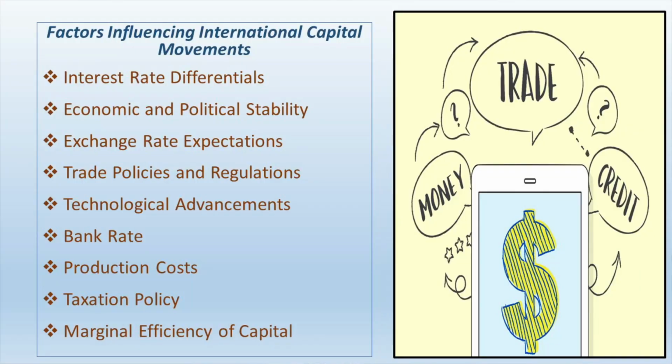Now, after discussing the types of capital movement, we are in a position to discuss what are the factors that influence international capital movement. Because there are some factors which have either a positive or negative impact on the movement of capital from one country to another country. So we have to identify those factors. Now, if you want to identify the factors which create or facilitate capital movement from one country to another, one of the most important factors is interest rate differential.